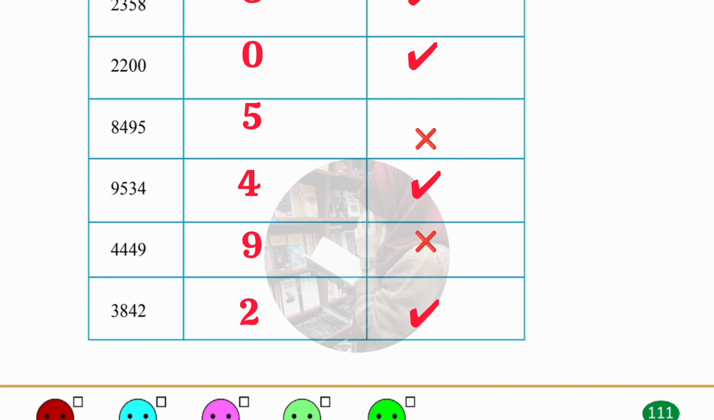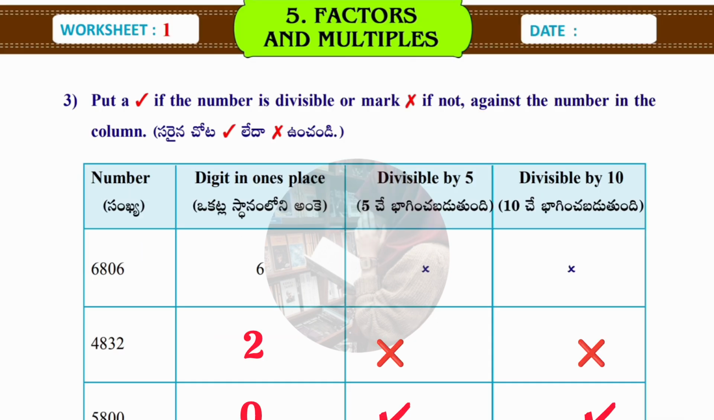Okay guys, now we'll move to the third Roman, which is: put a tick mark if the number is divisible or put a cross mark if not against the number in the column. Here again one table is given in which we have 4 columns. The first column is the number given, the second column is where we have to write down the digit in the ones place, then in the third column we have to check whether that number is divisible by 5 or not. If it is divisible, put a tick mark. If it is not, then put a cross mark. Like that in the fourth column also.